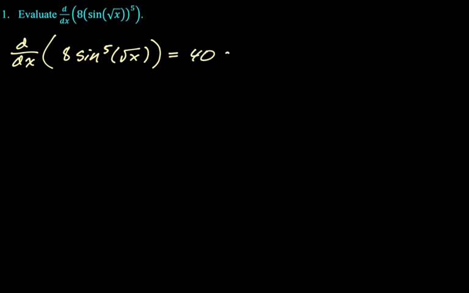Let's take a look. First up, we want to evaluate d/dx, the derivative of 8 times the quantity sine of square root of x to the fifth. So it's really like sine to the fifth. I think what I would do is rewrite this because this is how I envision it. The first thing we're going to do is take the derivative of something to the fifth. That's going to be 5 times that thing. But there's an 8, so 5 times 8 is 40, so we're going to get 40 times that thing, which is sine of square root of x to the fourth, times the derivative of that thing.